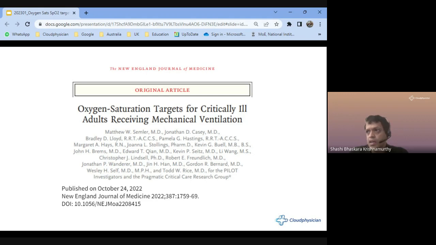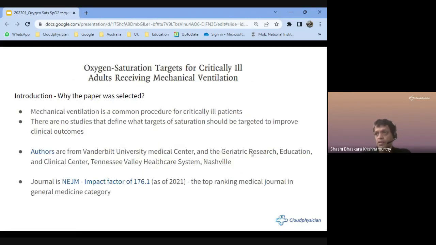This is "Oxygen Saturation Targets for Critically Ill Adults Receiving Mechanical Ventilation," published in the New England Journal of Medicine in October 2022. The study was done by a group from a university hospital, mainly the Veterans Affairs Hospital in Nashville, Tennessee, in the US. So why did I select this paper?